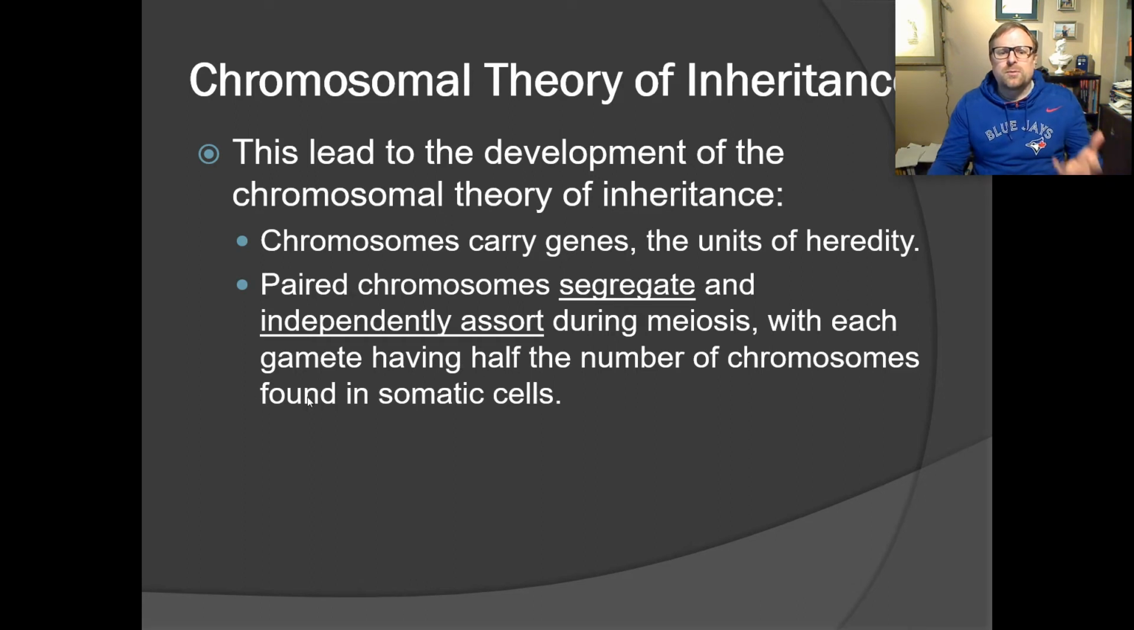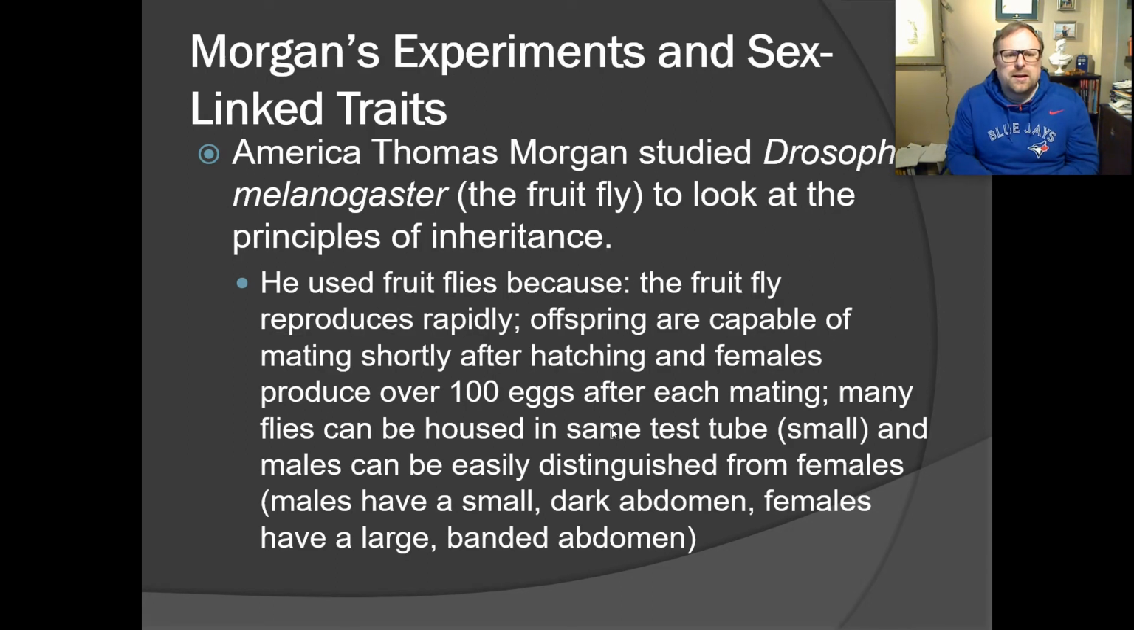Okay, so the chromosomal theory of inheritance is that chromosomes carry genes, which are the units of heredity, and that paired chromosomes segregate during meiosis after they've independently assorted during metaphase 1. And then when we've finished meiosis and we have gametes, those gametes have half the number of chromosomes found in somatic cells. And we know then that when one gamete and another gamete come together, sperm and egg, then we have a reuniting or creation of those pairs of chromosomes again that were segregated but now are brought back together.